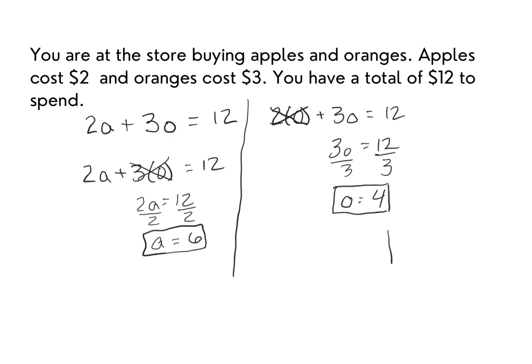Now, if I were to graph this, here's my apples, here's my oranges. My maximum apples is 6, so 1, 2, 3, 4, 5, 6. Put my dot. Oranges was 4, 1, 2, 3, 4. Put my dot. And then I draw a line. Anywhere on that line is the combination of apples and oranges that I can purchase and still only get charged $12.